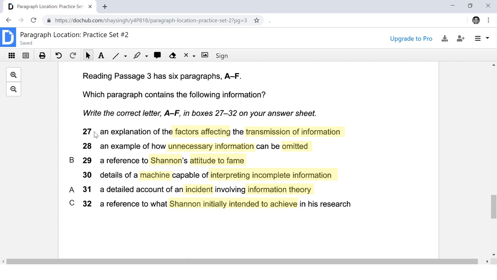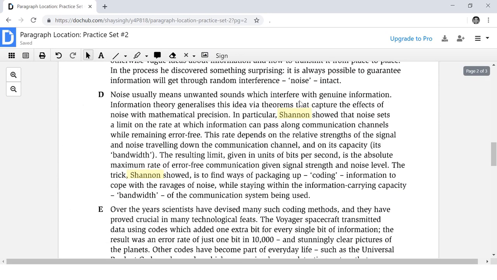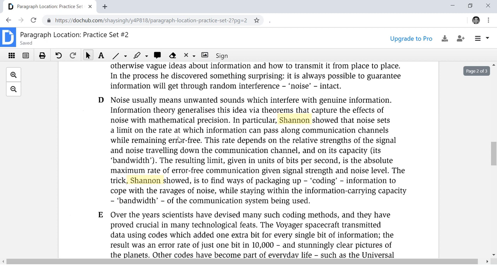It's talking about 27. An explanation of the factors affecting the transmission of information. Transmission is synonym language for communication. So it's asking us for the factors that affect transmission of information or that can influence communication. What can influence communication? What can change it? Here it's talking about how noise and unwanted sounds can interfere with information. It's talking about how noise can set a limit at the rate at which information passes along.